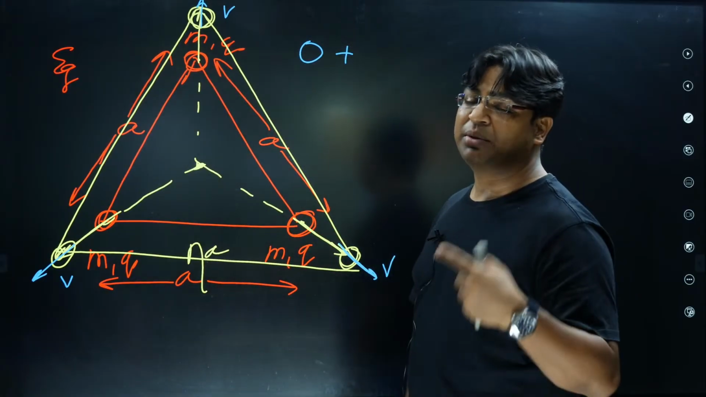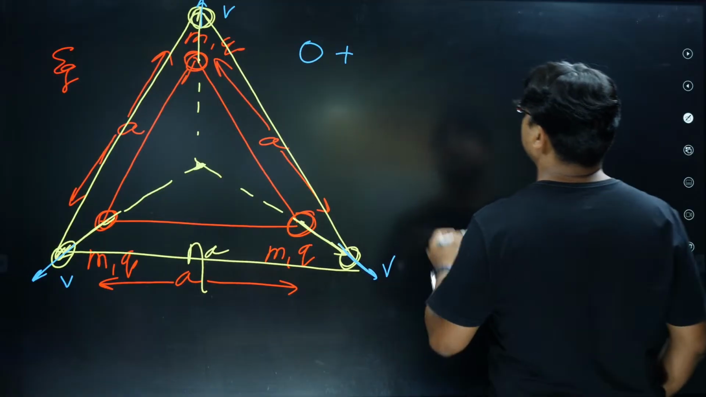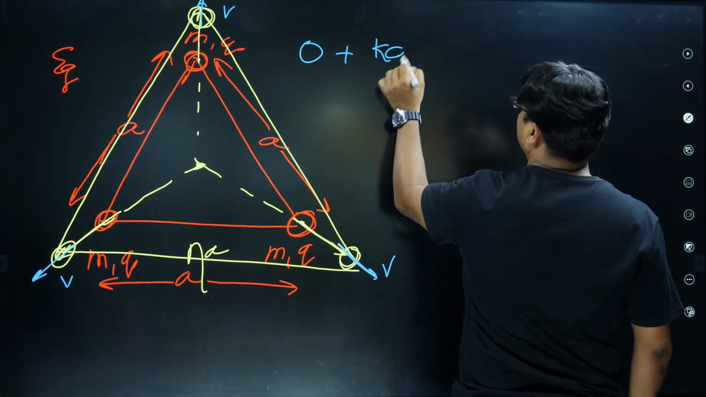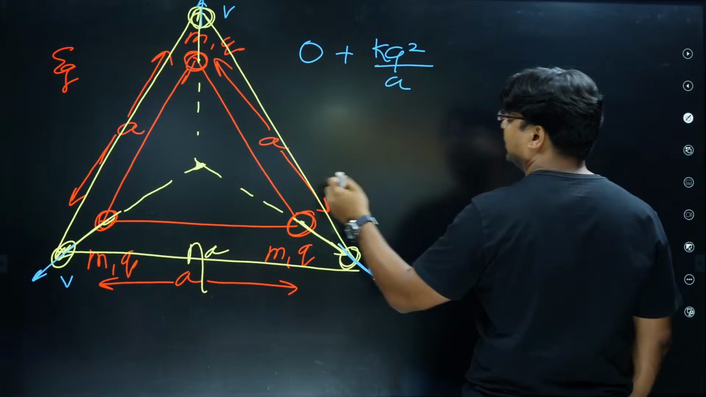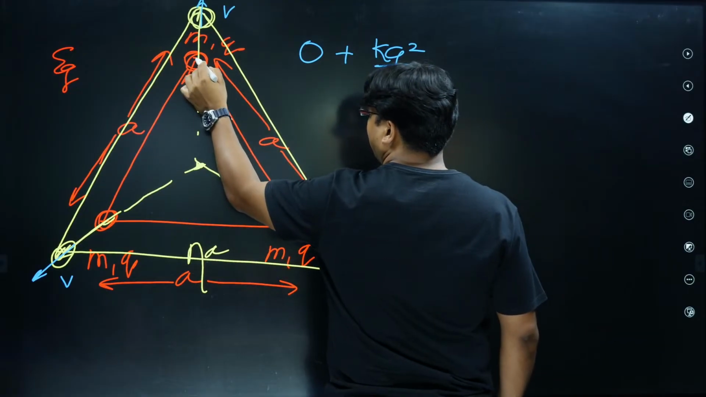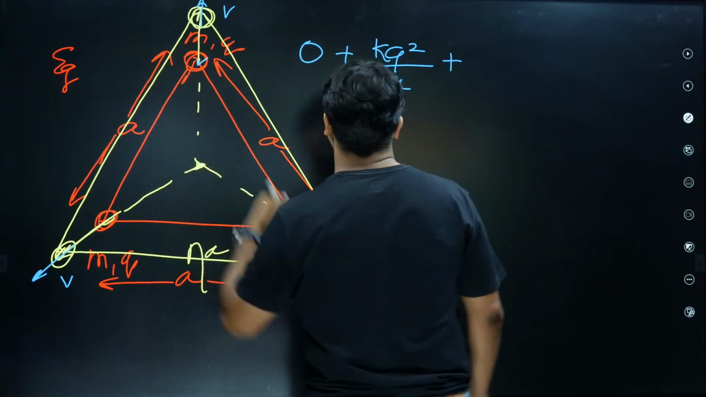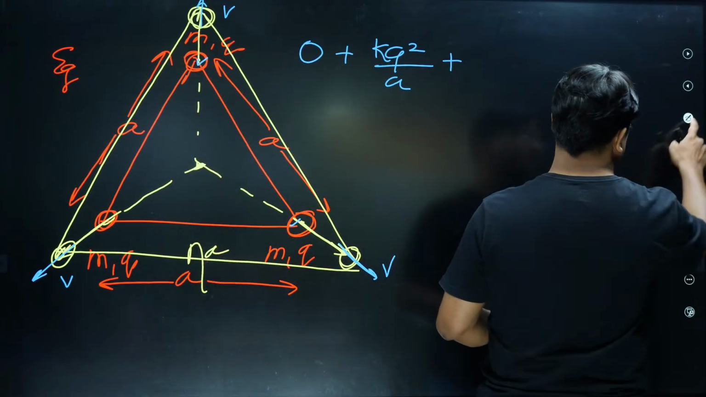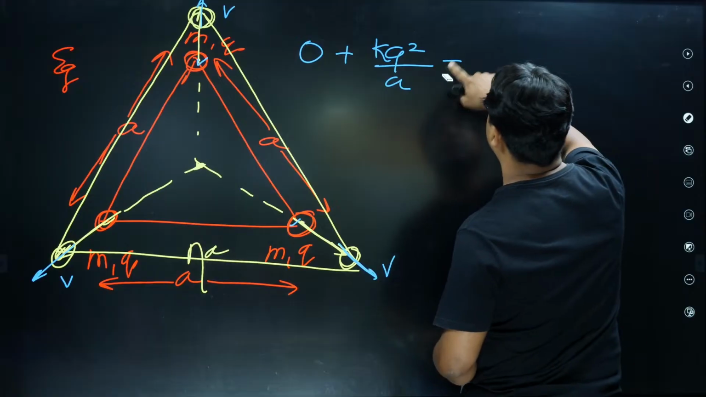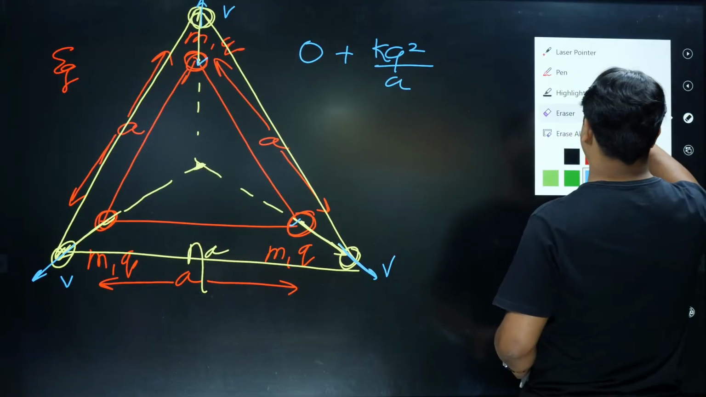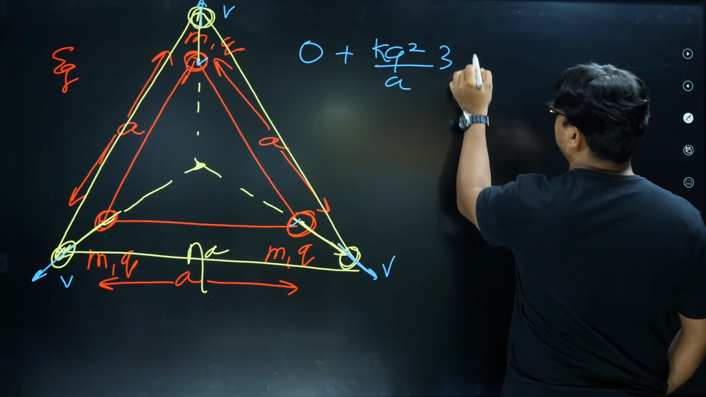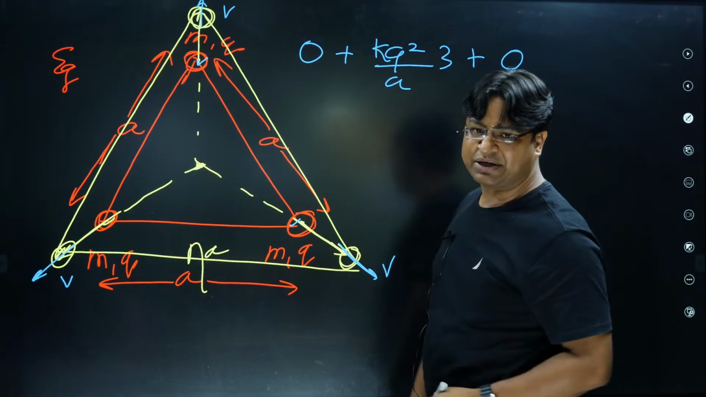I need to write the potential energy of each pair. So I will write k q square by a. That was the energy of this pair. Then again this pair and then this pair. So 3 pairs will be there, and I can just multiply this with 3 because all the pairs have the same energy. The initial kinetic energy was 0 for all the particles.